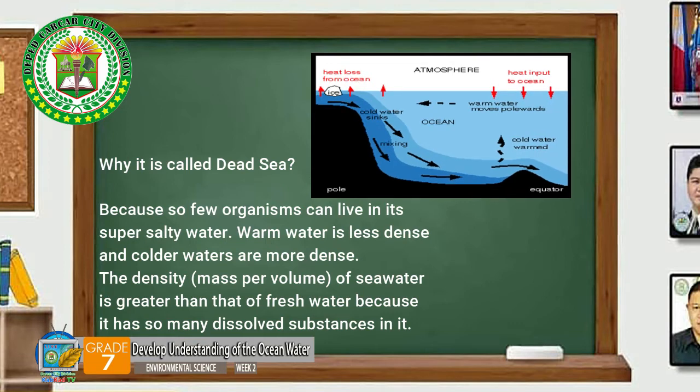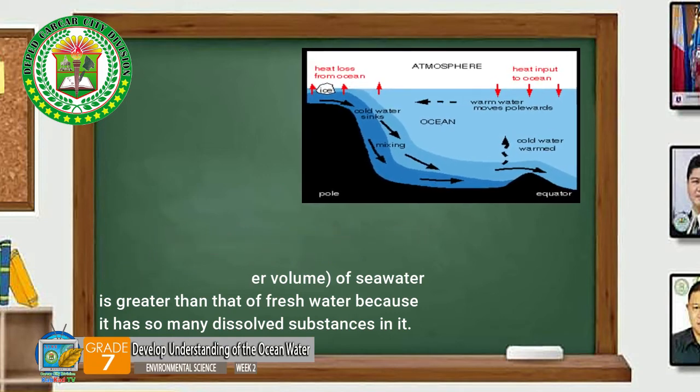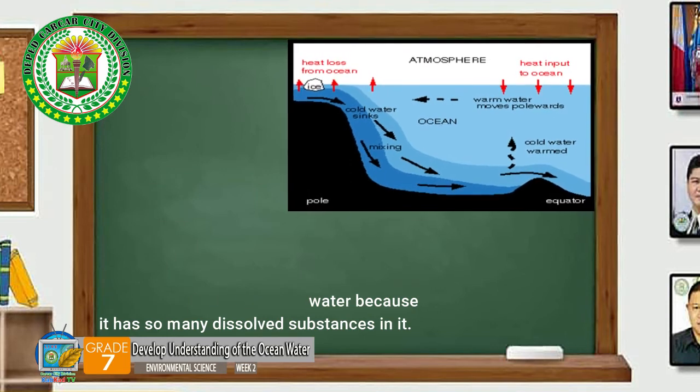Warm water is less dense, and colder water is more dense. The density, mass per volume, of seawater is greater than that of fresh water because it has so many dissolved substances in it.